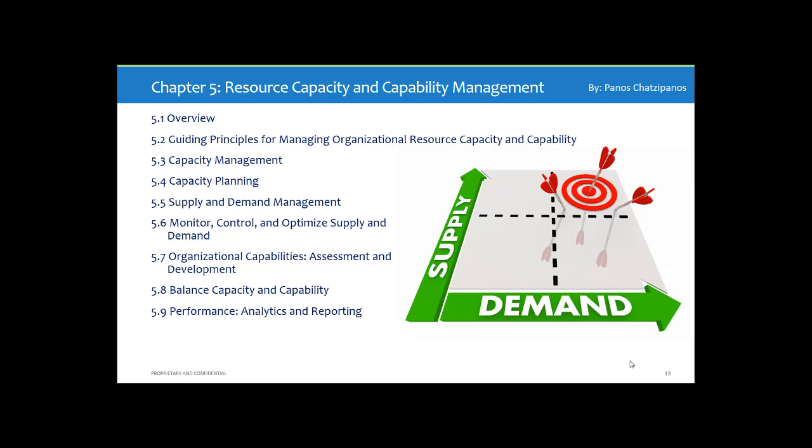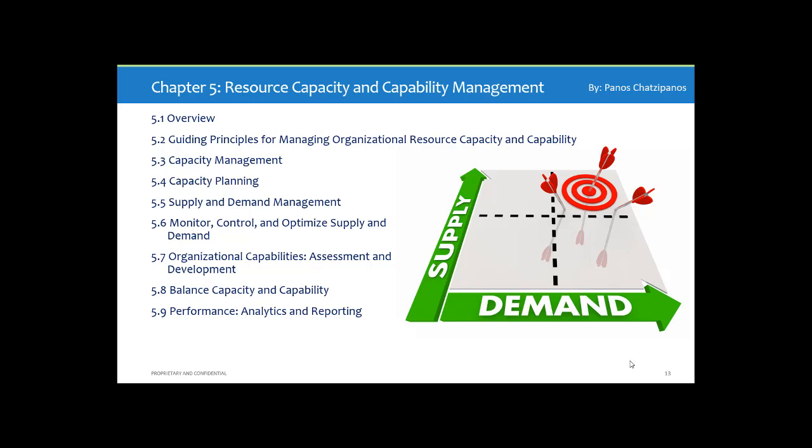The goal of managing supply and demand is to ensure resource capacity is optimally allocated against resource requirements based on known organizational priorities and potential value. Resources should be allocated to minimize both unused capacity and unmet demand.